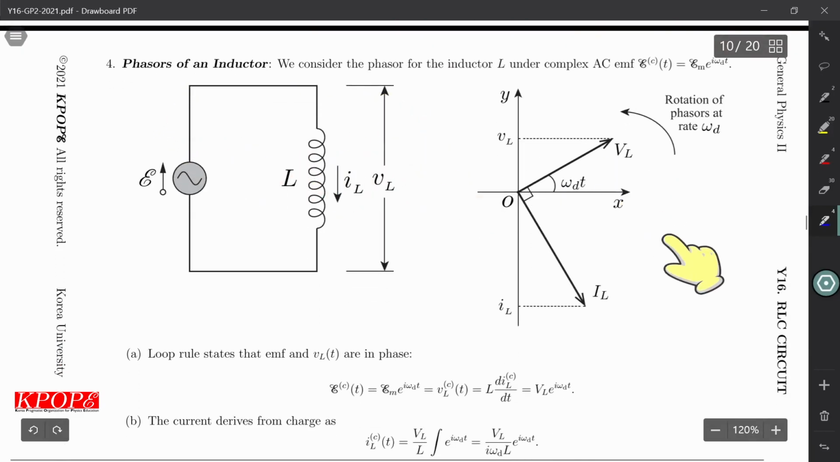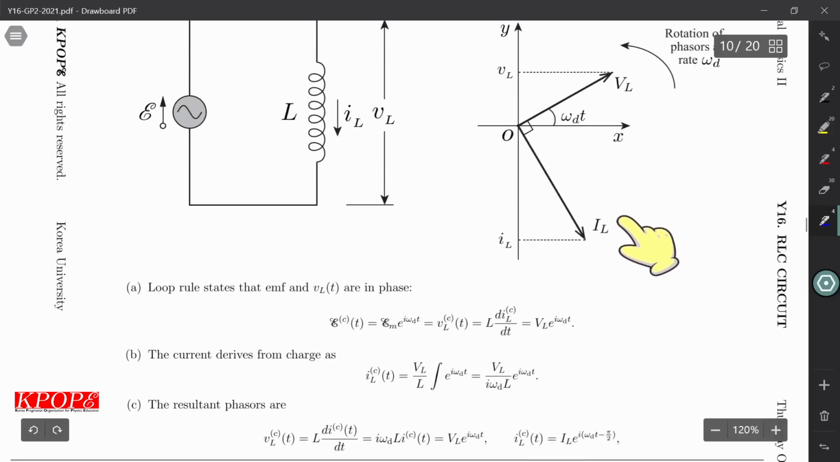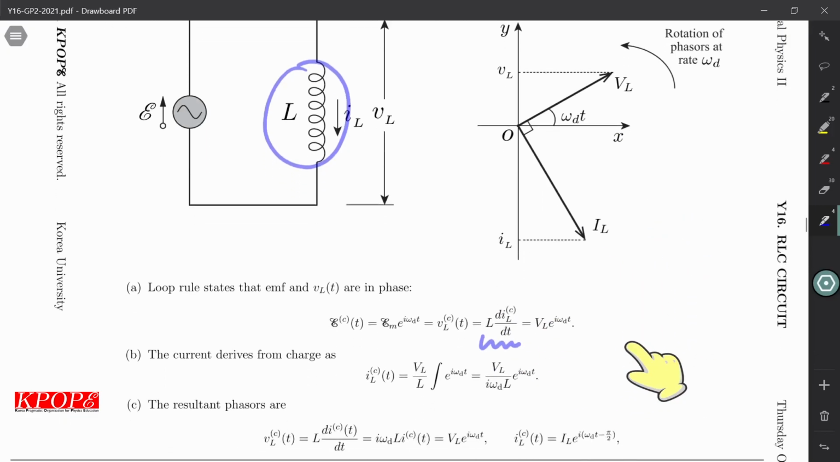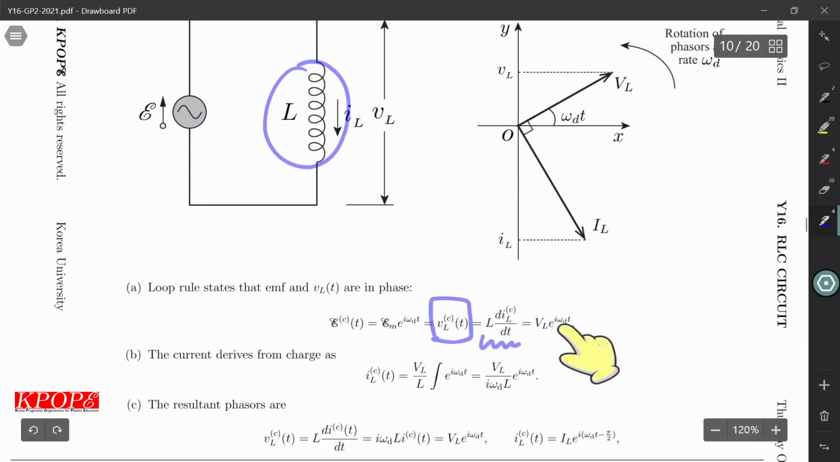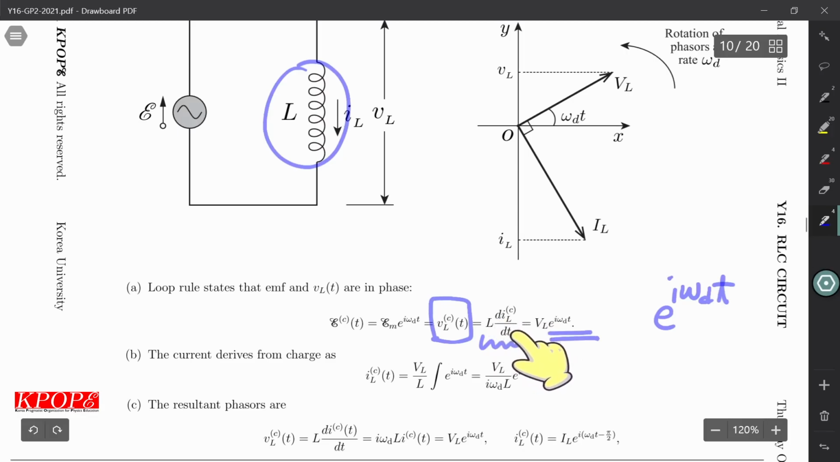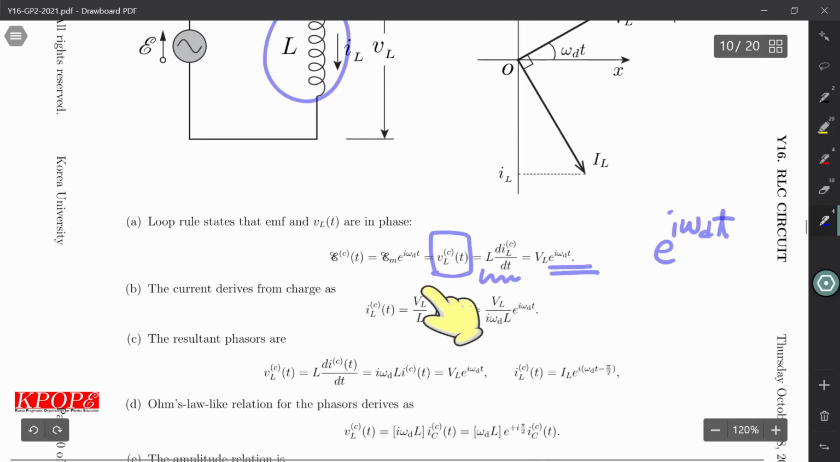In the case of inductor, we have the potential is L times time derivative of current. And this VL is a reference. So we use omega t for VL. And current can be obtained by integration. So VL over L integral. dt is missing.